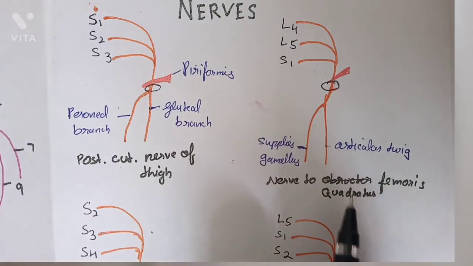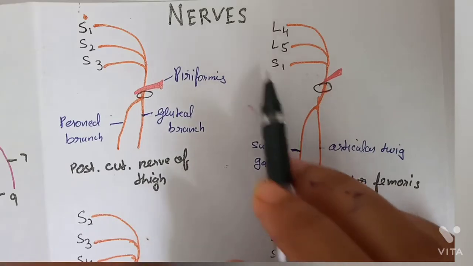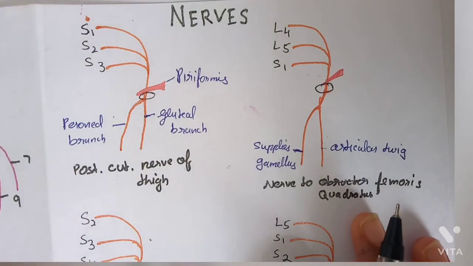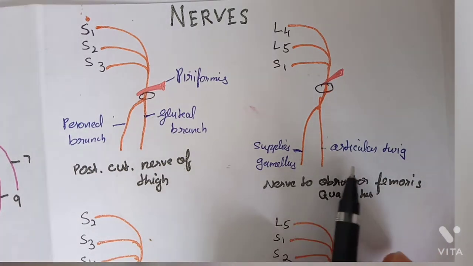Next is the nerve to quadratus femoris. It arises from the ventral divisions of the ventral rami of L4, L5 and S1. It enters the gluteal region through the sciatic foramen below the piriformis and runs downwards deep to the sciatic nerve. It supplies inferior gemellus and quadratus femoris.